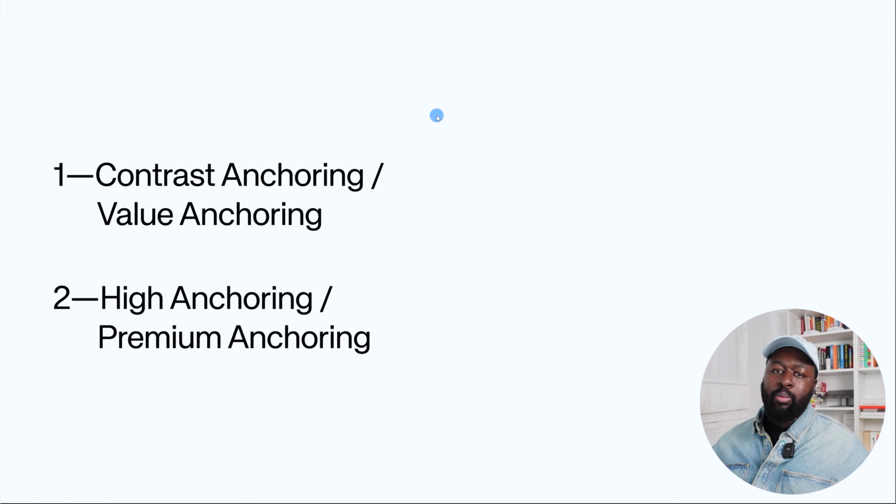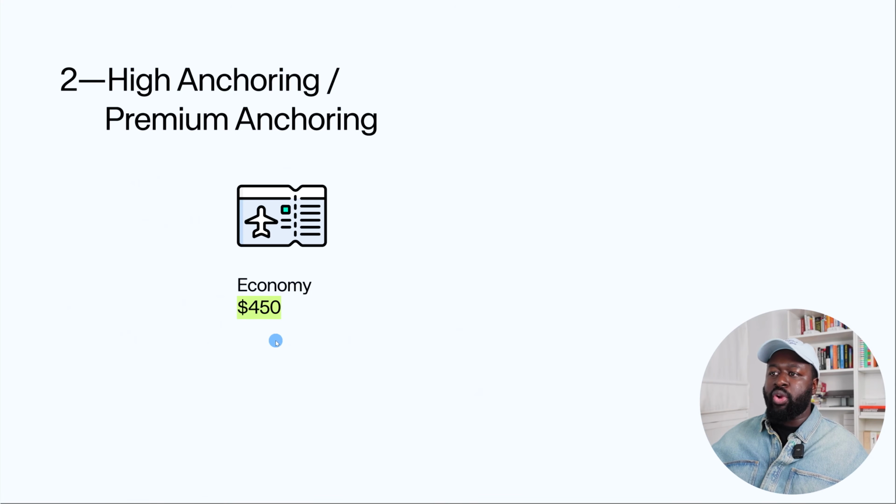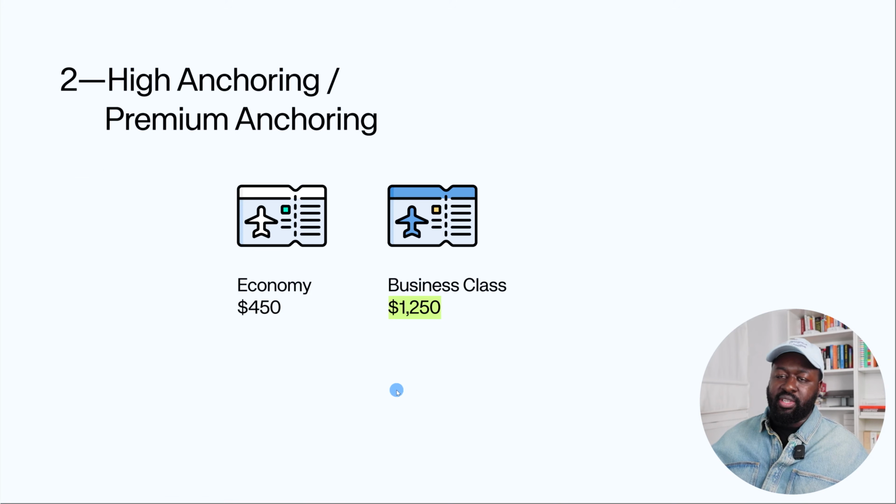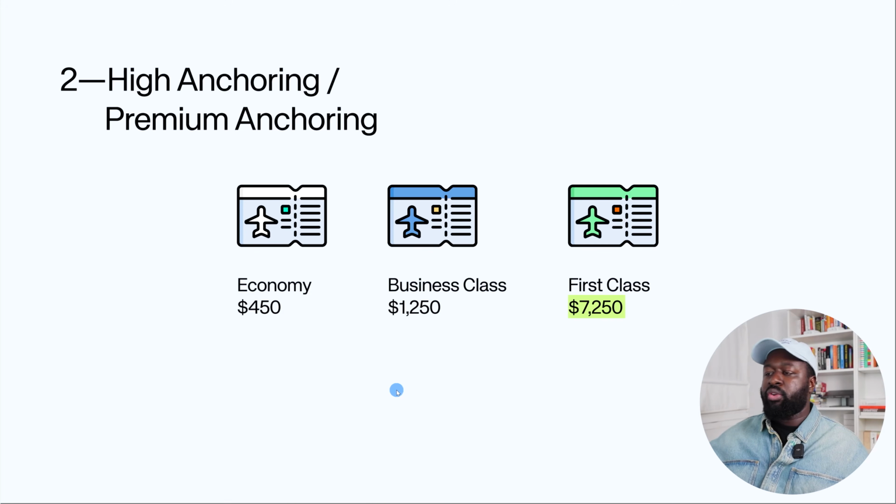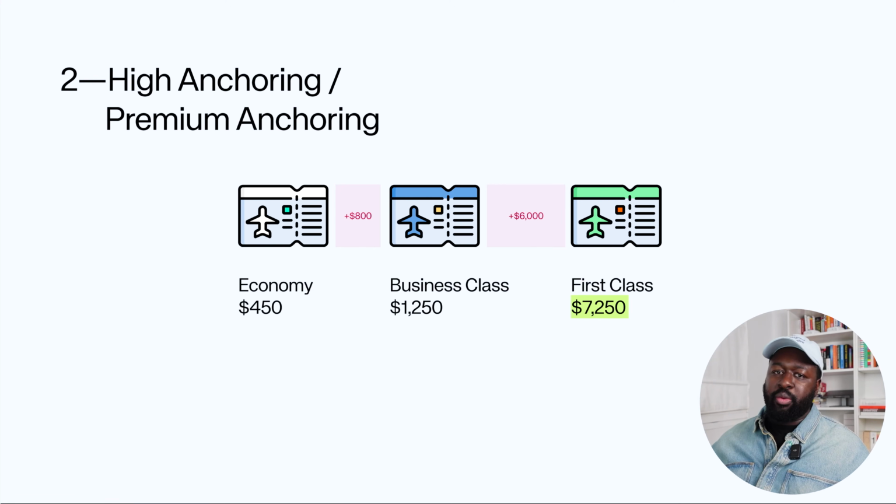All right, so now you know about contrast or value anchoring. It's time to explore high or premium anchoring. So here is an example. When you try to book a plane ticket, usually you have 3 classes: economy, business class, and then first class. You can have economy comfort and premium and all these things, but I want to make this example simple. As we can see here, the price gap between economy and business class is reasonable, but then between business class and first class is super large.